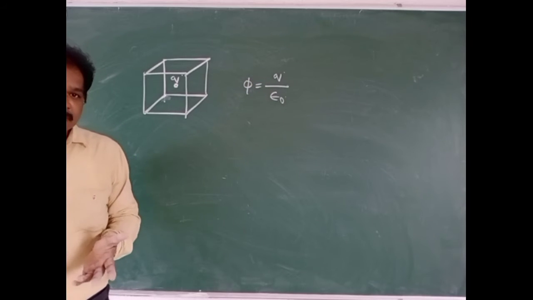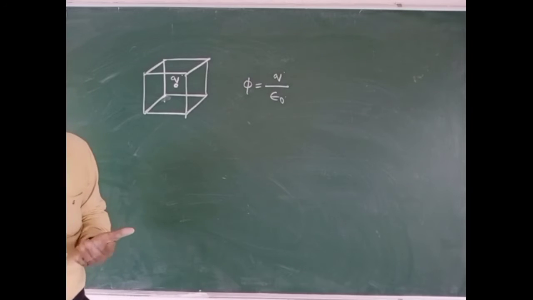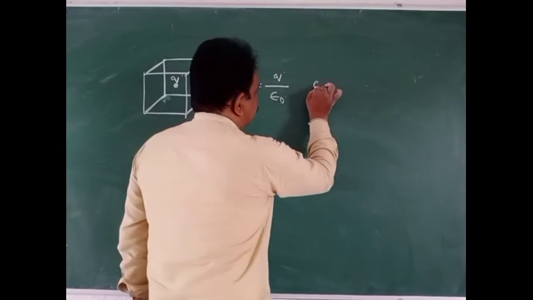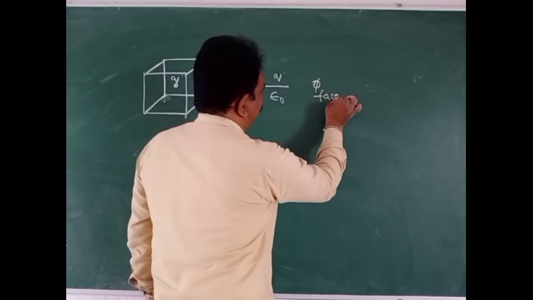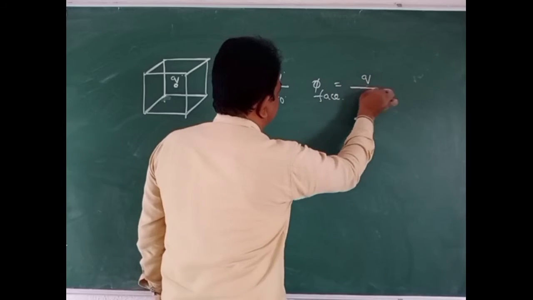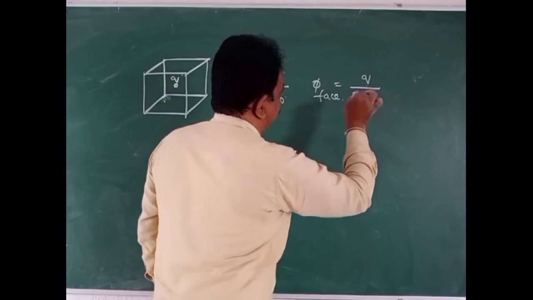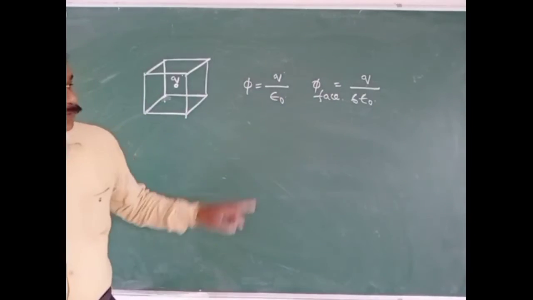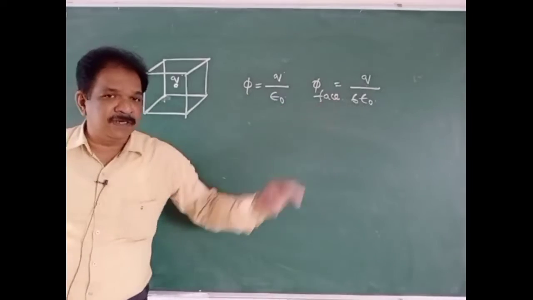Clear? Flux from each face of the cube. Totally 6 faces are there, right? Divided by 6 we have to take. So Q by 6 epsilon naught.